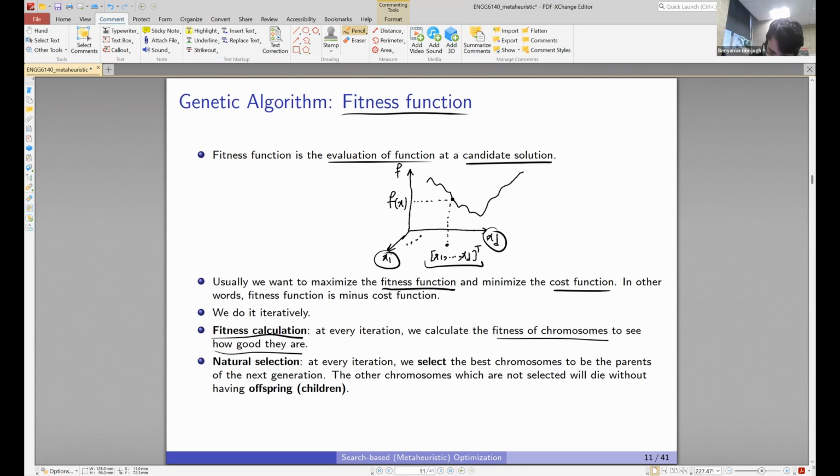Natural selection, then we do natural selection. It means that at every iteration, we select the best chromosomes to be the parents of the next generation. This is exactly what natural selection is, and we are using that in genetic algorithm. So we find the best parents which can have adapted to the fitness function better. We choose them. The other parents will die without any offspring or children, but the ones which are selected will mate with each other to make the children of the next generation.